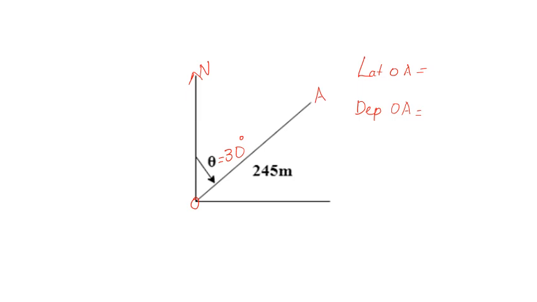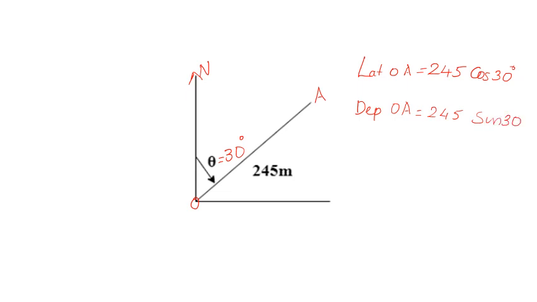So latitude of OA is equal to 245 cos 30 degrees. Isn't it? You have to ensure that the angle which is given to you is the bearing. It should be the angle from the north direction. Otherwise it will be wrong. Now departure of OA is equal to 245 sine 30.